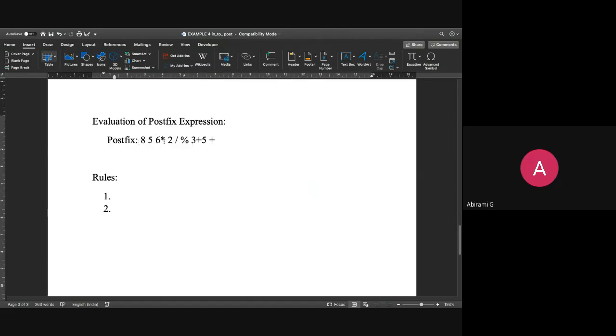Before evaluating the postfix expressions, we should follow certain rules to evaluate them using a stack. The first rule is, we have to read the entire postfix expression from left to right. If you encounter an operand, then we have to push it into the stack. If you encounter an operator, then we have to perform the operations corresponding to the operator.